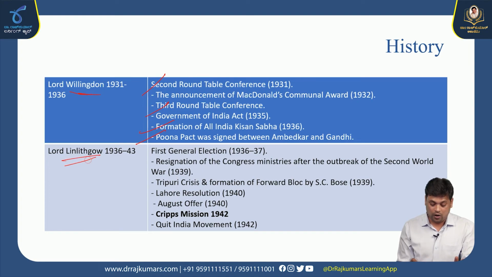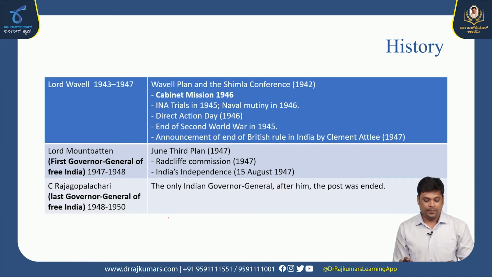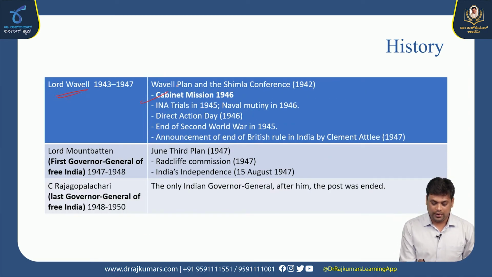Next, Lord Linlithgow, the first general election happened as per the 1935 Act, in 1936 to 37. Resignation of Congress ministers because of the breakout of World War II. Lahore Resolution, August Offer, Cripps Mission, Quit India. Lord Wavell, the Cabinet Mission is important, and the end of the Second World War and announcement of independence in 1947.